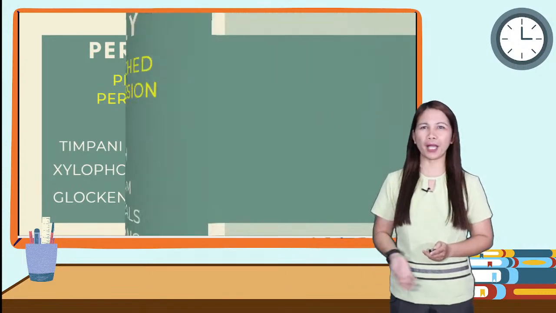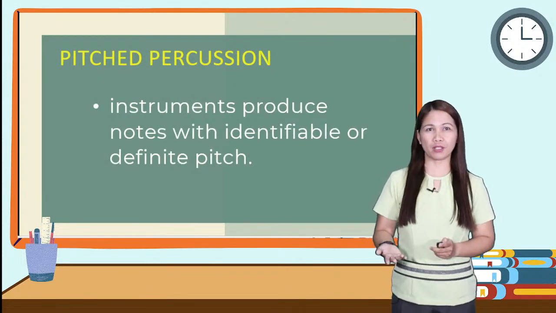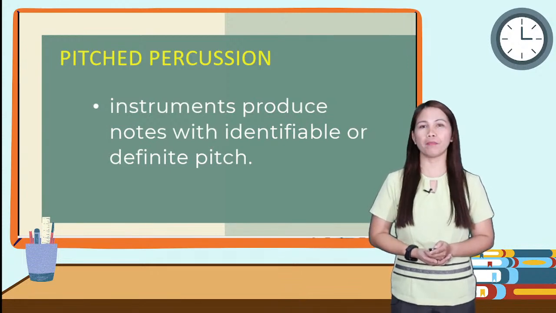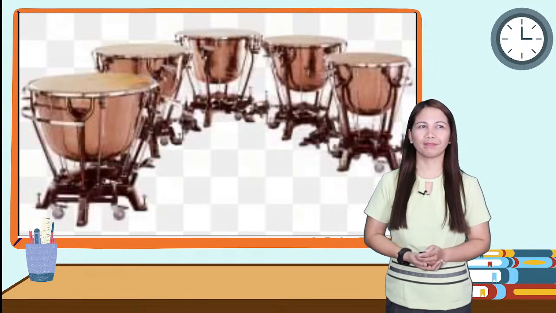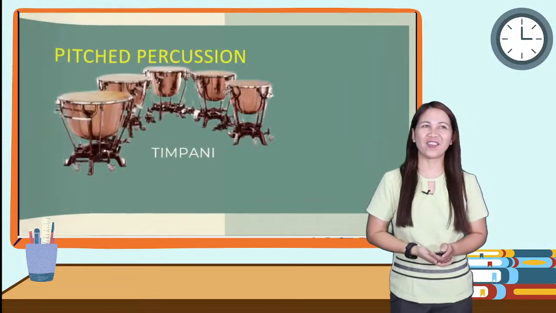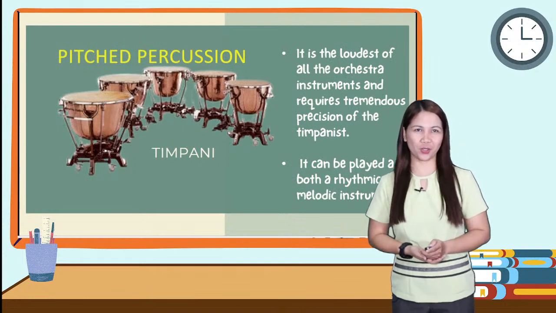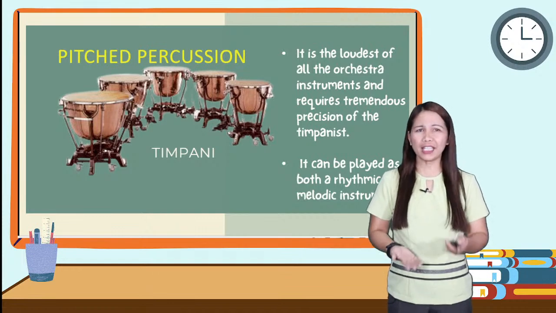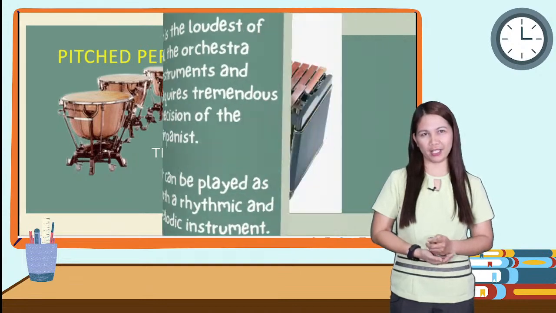So what do we mean by pitch percussion? Pitch percussion are instruments that produce notes with identifiable or definite pitch. Can you hear that? That is an example of a timpani. It is the loudest of all the orchestral instruments and requires a tremendous precision of the timpanist. It can be played as both rhythmic and melodic instrument.